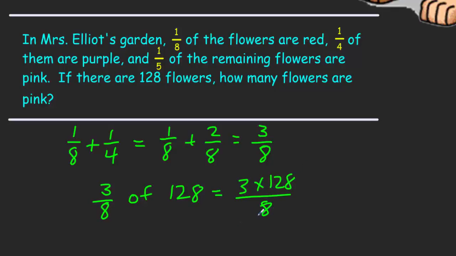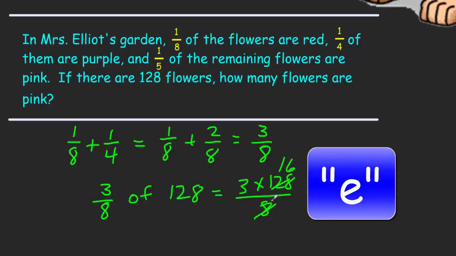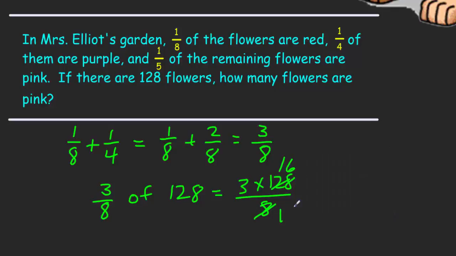Okay, again we have that common factor. Remember it was 16. If we divide 128 by 8, we will get 16. 8 divided by 8 is equal to 1. So now we end up with 3 times 16. That's over 1. So that's going to just equal 48.